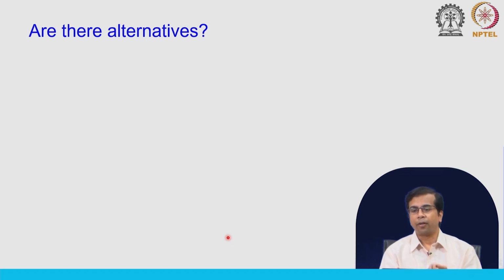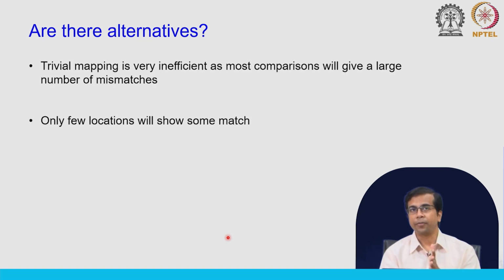So, the question is, are there alternatives? Can we do better in certain ways? As we have seen, trivial mapping is very inefficient, because most of the comparisons will give you a large number of mismatches. These are unsuccessful attempts. We are making a lot of unsuccessful attempts and we have just one or two successful attempts, so only a few locations will show some match. So, maybe in some way we can reduce this number of comparisons, this unsuccessful process, and that will reduce the time.